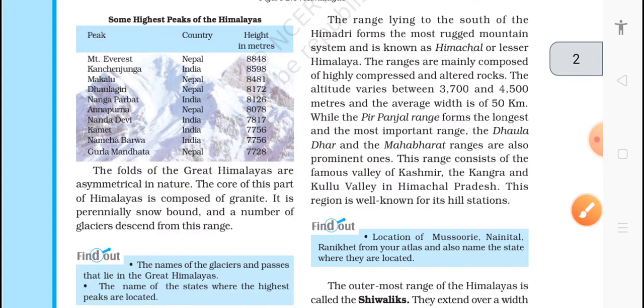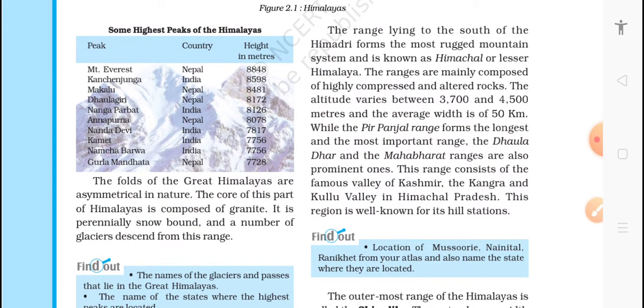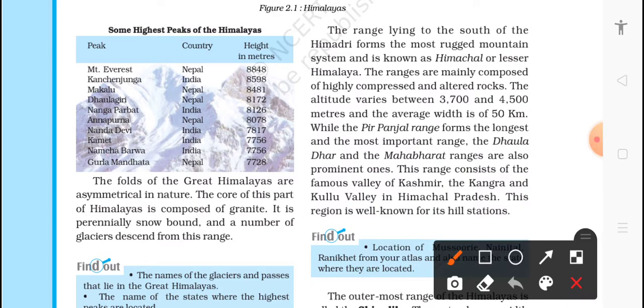Now some highlights of the Himalayas. First, Mount Everest, which is located in Nepal. Its height in meters is 8,848 meters. Second is Kanchenjunga, which is located in India. And the rest you can see in the figures.